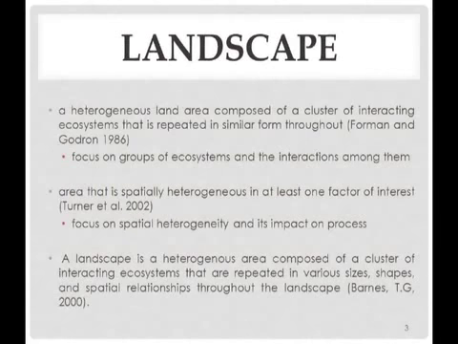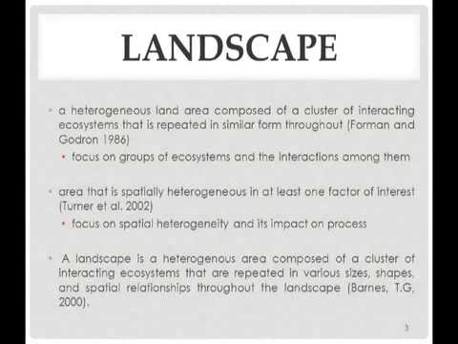What is a landscape? Landscape, according to Foreman and Godwin, is a heterogeneous land area composed of a cluster of interacting ecosystems that is repeated in similar form throughout. This definition focuses on groups of ecosystems and the interactions among them.